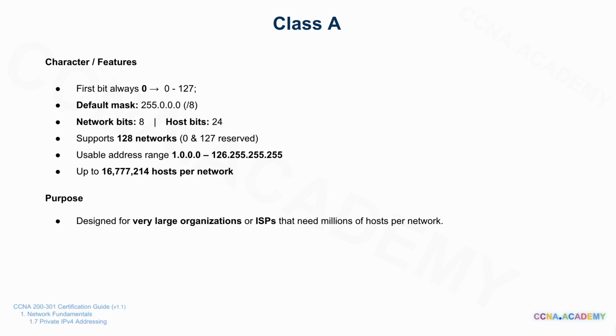Class A addresses always start with a 0 in the first bit, meaning the first octet ranges from 0 to 127. The default subnet mask is 255.0.0.0. That's a /8 prefix. It supports 128 networks with up to over 16 million hosts per network. So these are built for very large organizations or ISPs.